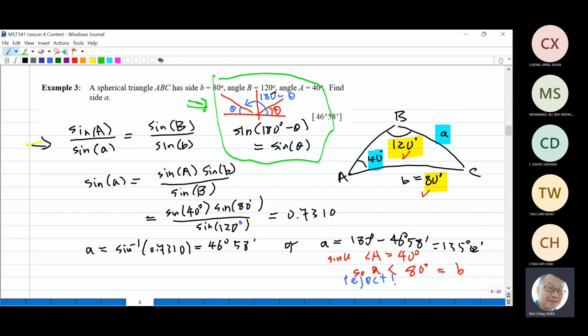But then you reject it, because in the triangle, 40 degree is less than 120 degree. So side A should be less than 80 degree, right? Side A is opposite angle A, and the side opposite angle B is 80 degree. So side A must be less than 80 degree, so you must reject this 135. So you know that the side A is 46 degrees 58 minutes. So this is example 3.